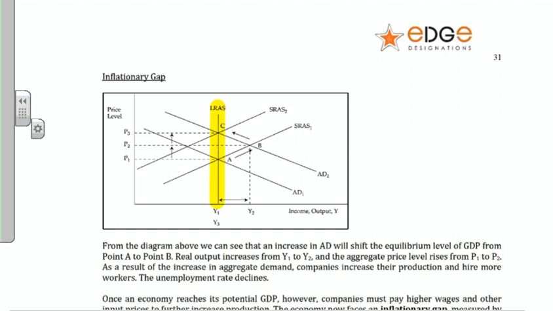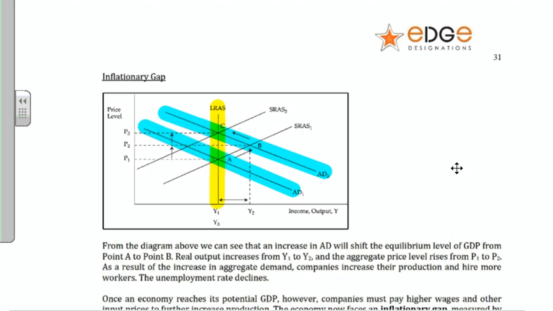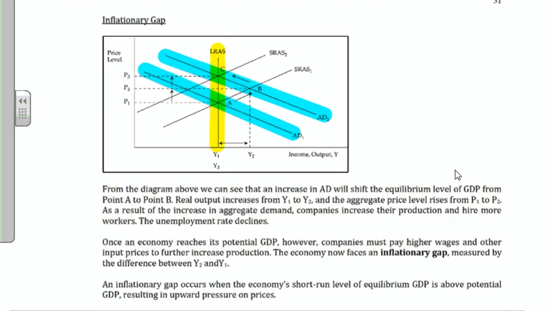What happens? Aggregate demand was over there, but as a result of a huge increase in all things good, everything starts to go up. Consumers want more. Aggregate demand shifts to the right. Okay, and as a result, this is where we refer to what's called an inflationary gap. It shifts the equilibrium level of GDP from point A to point B. We were there, we're moving now to there. Real output goes from Y1 to Y2.